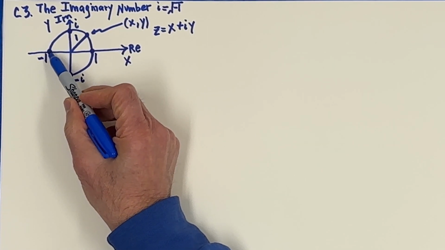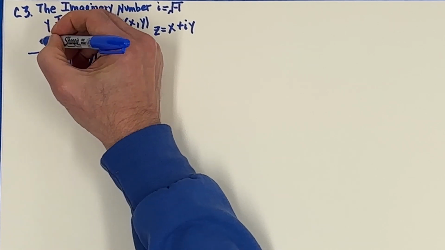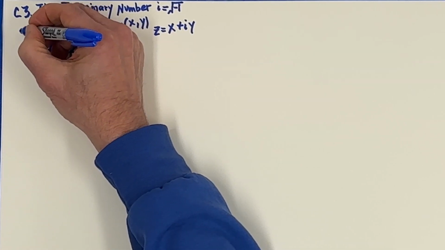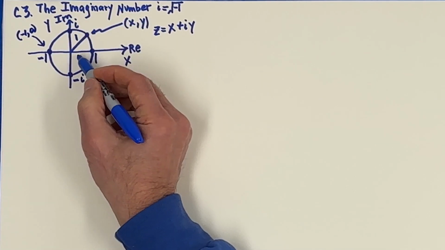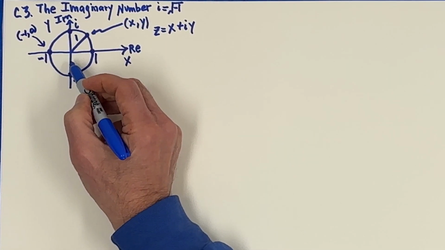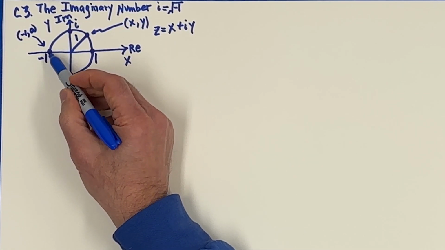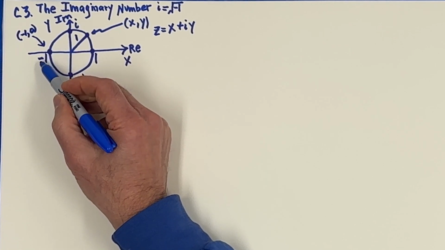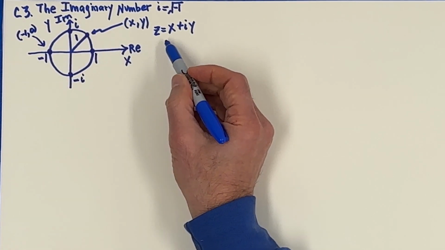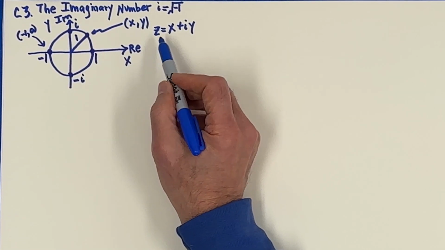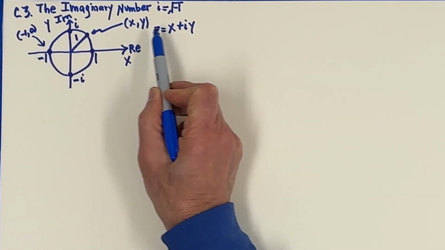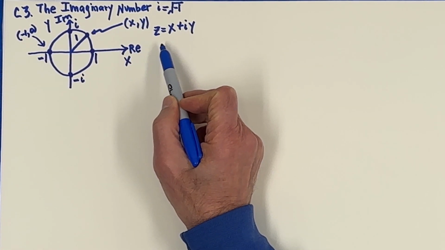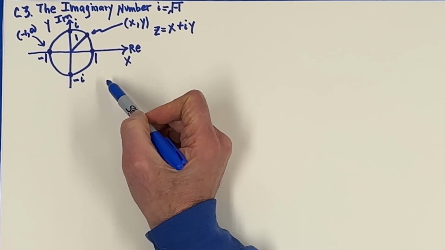So though this point has 2 coordinates, you can look at this point as having coordinates -1 and 0. -1 on the x-axis, 0 along the y. The point itself is simply -1, because when you write it as z, the x is -1 and the y is 0, so the z here is -1.